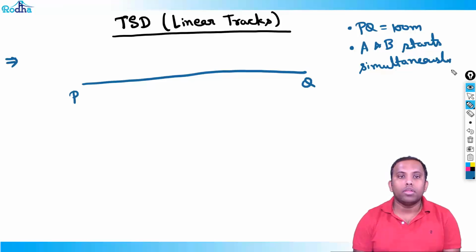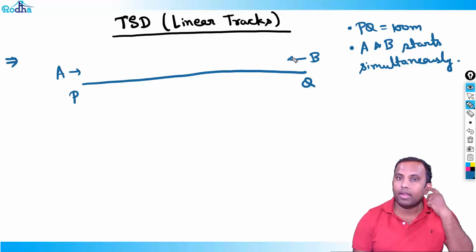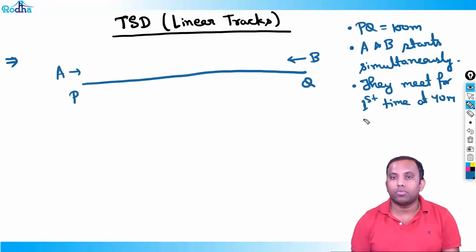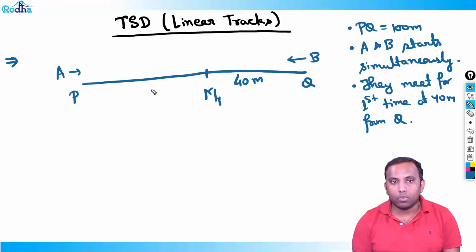Two persons A and B start simultaneously on this track, and they meet for the first time at 40 meters from Q. Let's say this is the first meeting point M1. If this is 40 meters, this has to be 60 meters, because the total length is 100 meters.